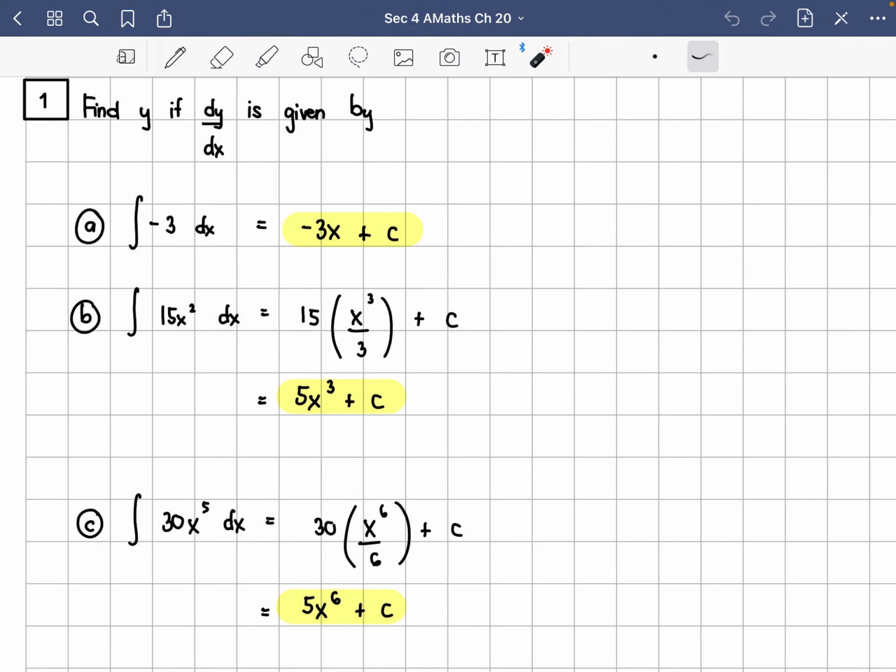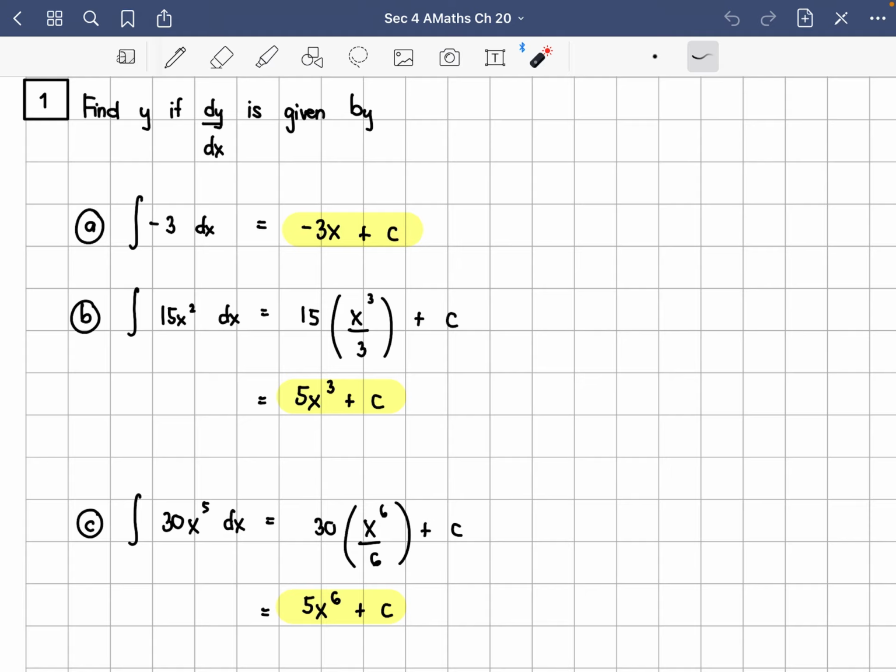So the antiderivative of negative 3 is equal to negative 3x plus c. So always remember this, that the antiderivative of a constant, you just multiply it by x, indicated by this, okay? And then don't forget the plus c. So this is true for all constants.